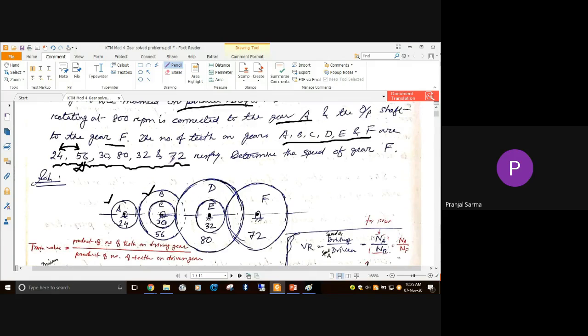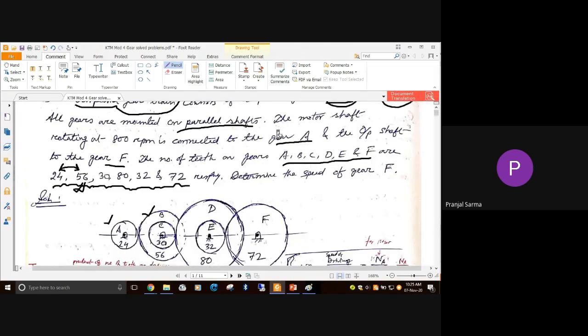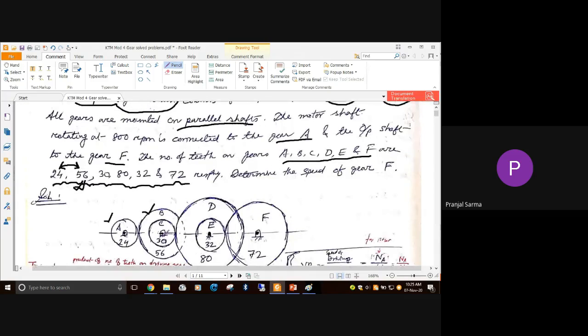Okay, now as per the question, B and C are the compound gear. That means on the same shaft as that of B, C is also mounted. So gear C will also be shown here, and the size comes from the data about the teeth. Gear B is bigger than gear C. That's why we are drawing it like this.